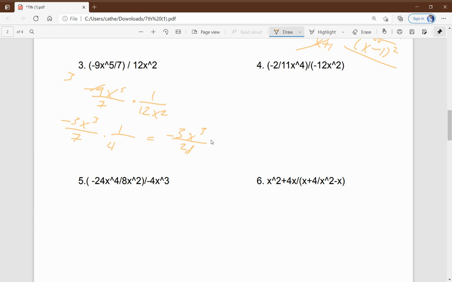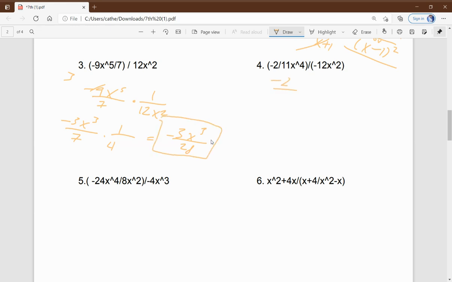Oh, and look here. I don't think so, actually. You can't simplify that any further. So this is the most simplified you can get this.